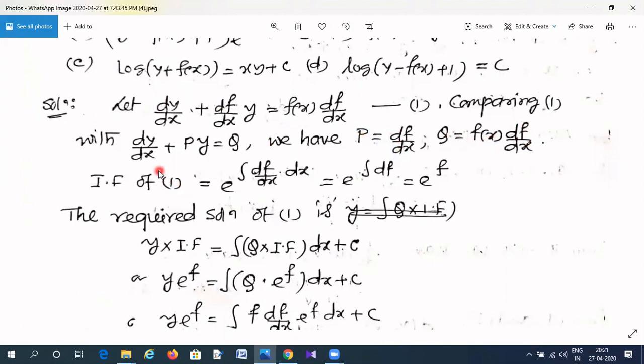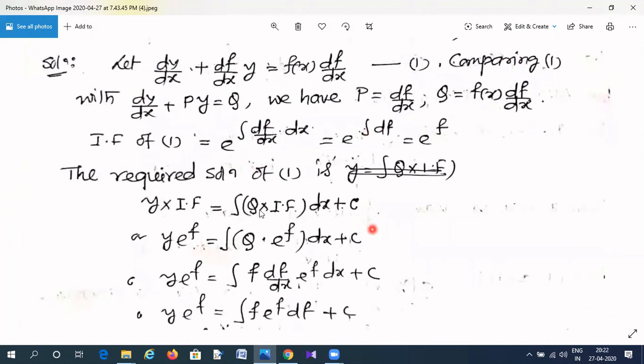Now for this type of equation, which is linear and first order, we need the integrating factor, IF. The integrating factor of equation 1 has the formula e to the power integration p dx. Here p is df/dx, so the formula becomes e to the power integration of (df/dx) dx. If we cancel dx, it will become e to the power integration df. Integration of df means f, so it will be e to the power f. There is no need of adding a constant here, because for a first order differential equation only one constant is needed.